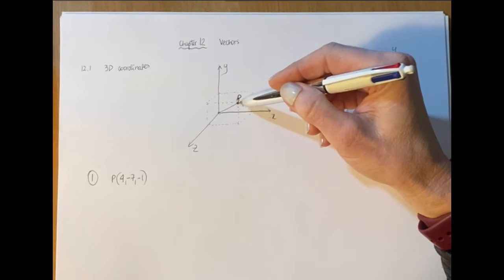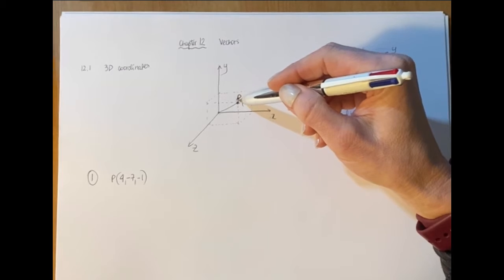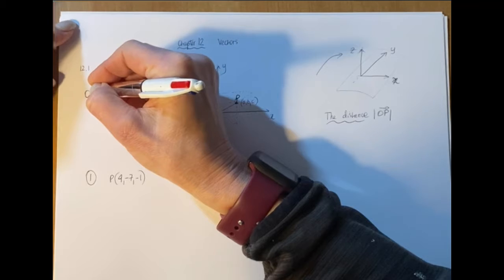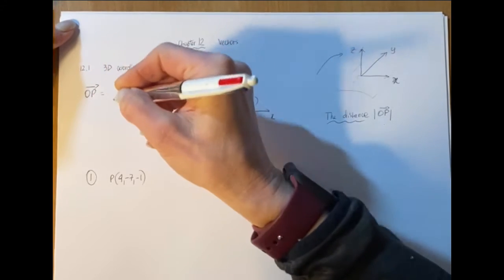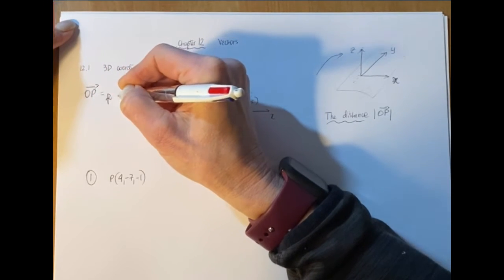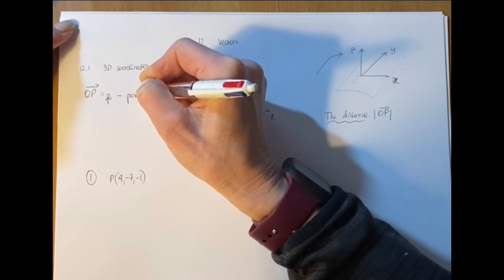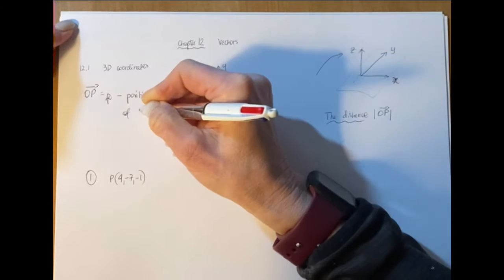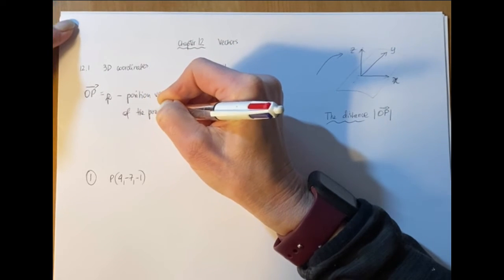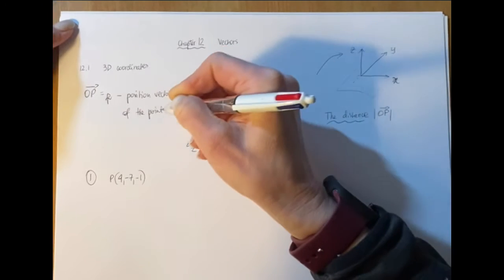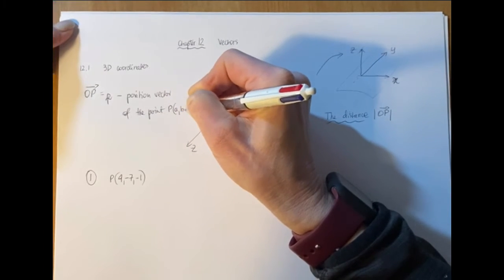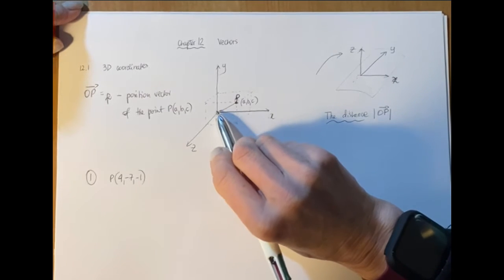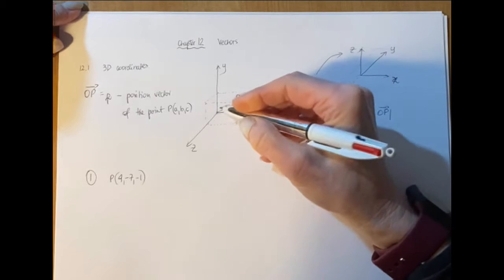The first thing we can look at is the length of a vector OP. So vector OP very often would be called the little p vector. This is a position vector of the point P, which has coordinates A, B, and C. You need to be able to work out the length of the vector OP.